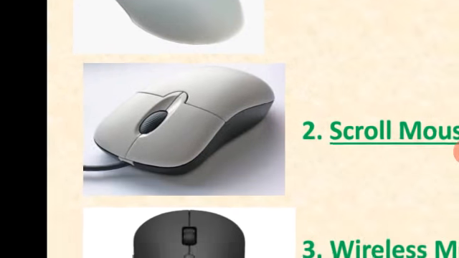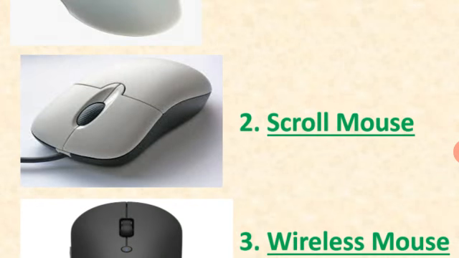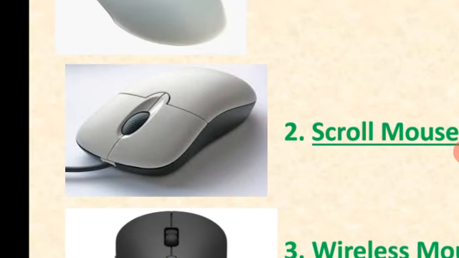The second category is the scroll mouse. In the scroll mouse there are three buttons available: the left button, the right button, and a center button, which we call the scroll button. Scrolling means we can move upwards and downwards on the screen very easily.